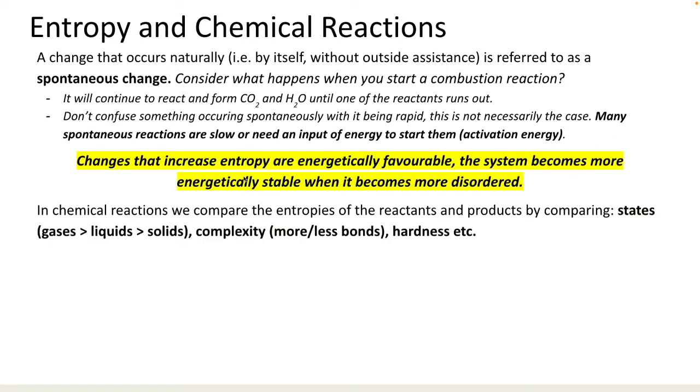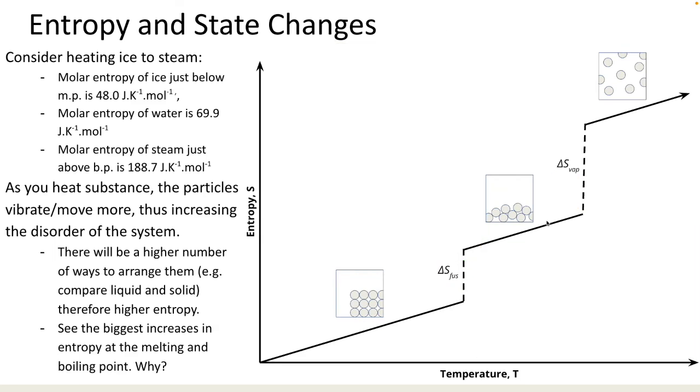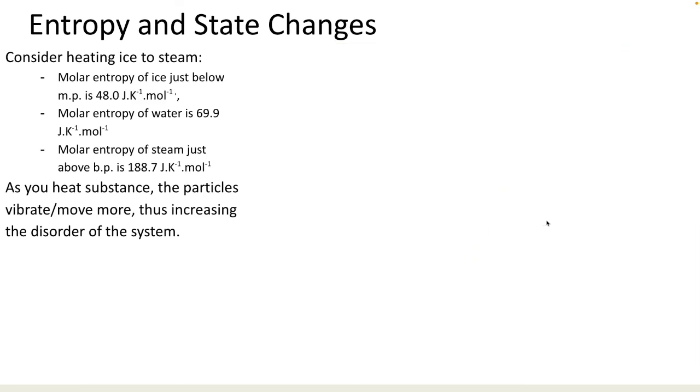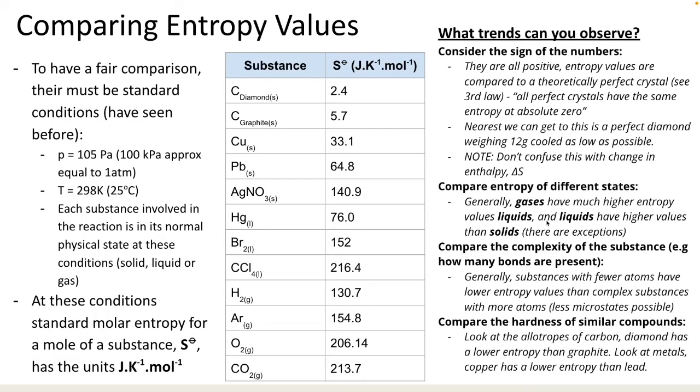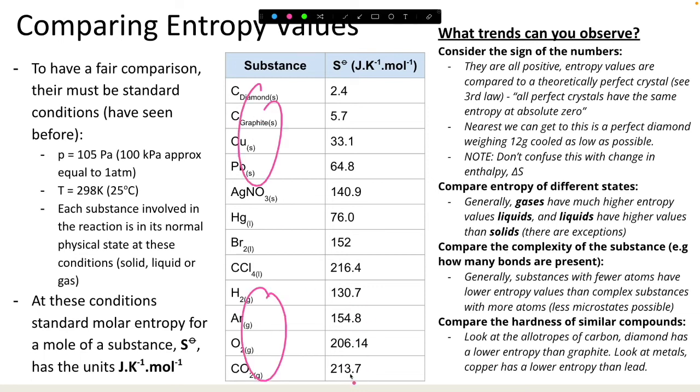So changes that increase entropy are energetically favorable. In chemical reactions, we compare the entropy of the reactants and products by comparing what we looked at up here. The idea that generally a gas is more disordered than a solid. It has higher entropy than a solid. The more complex it is, the more entropy it will have. The harder it is, the less entropy it will have.